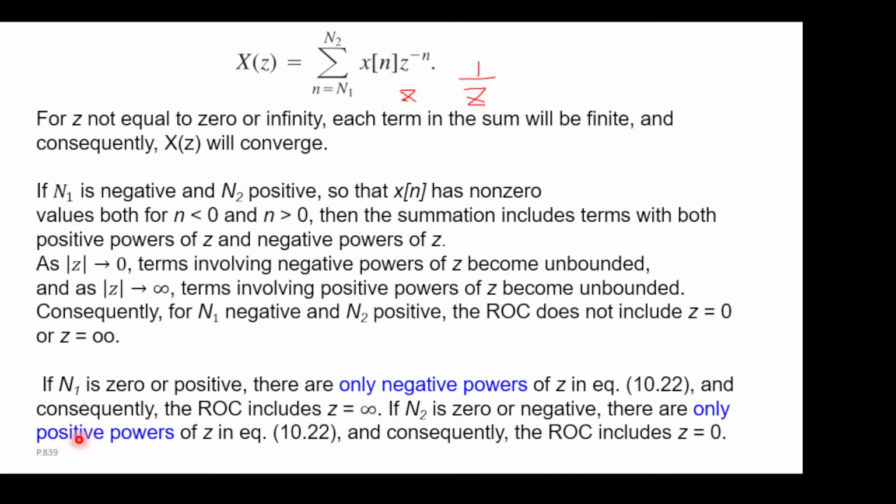Okay. And on the other side, so your upper bound is 0 or negative, then every n is 0 or negative, and so you only have this kind of term and you don't have the 1 over z kind of term, and so you flip the logic all around, so your ROC should include z equal to 0.